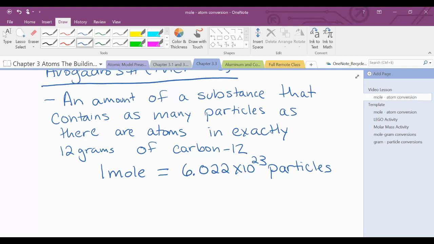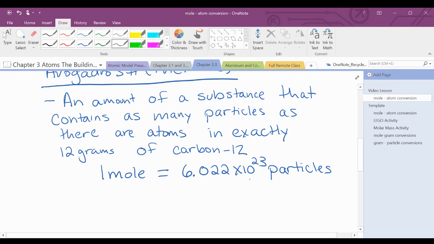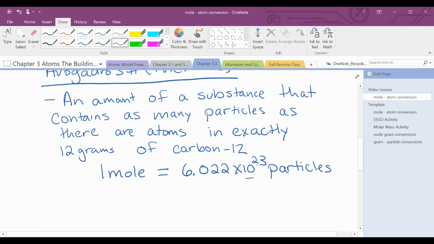Another fun fact about the mole is that in October, chemists celebrate the mole because of the 10 to the 23rd. So on October 23rd, from 6:02 a.m. to 6:02 p.m., chemists and chemistry teachers and students celebrate the mole.